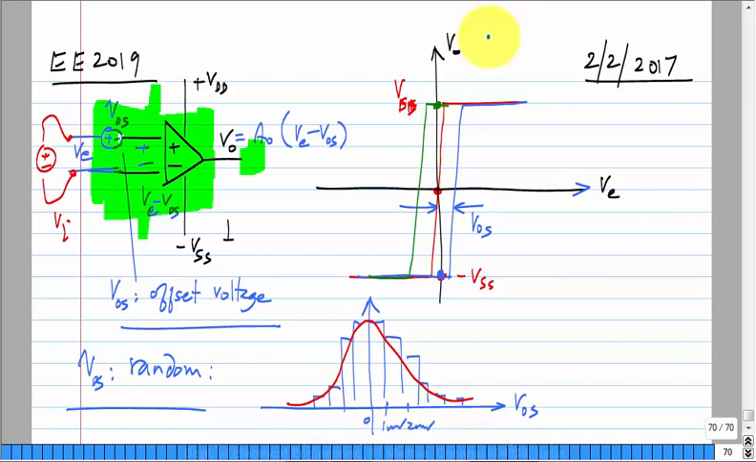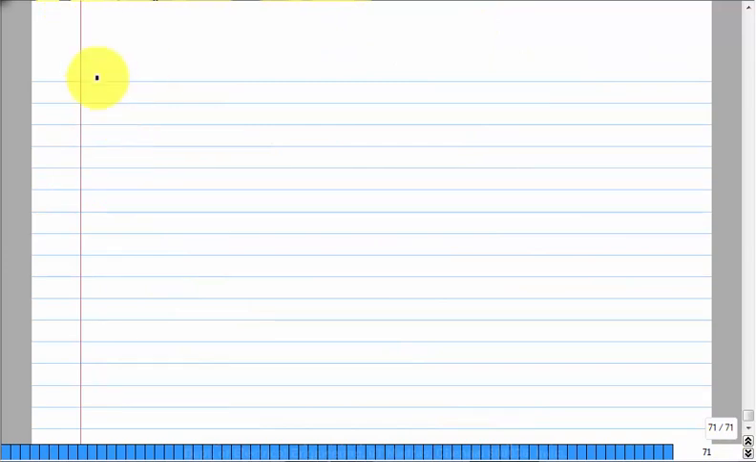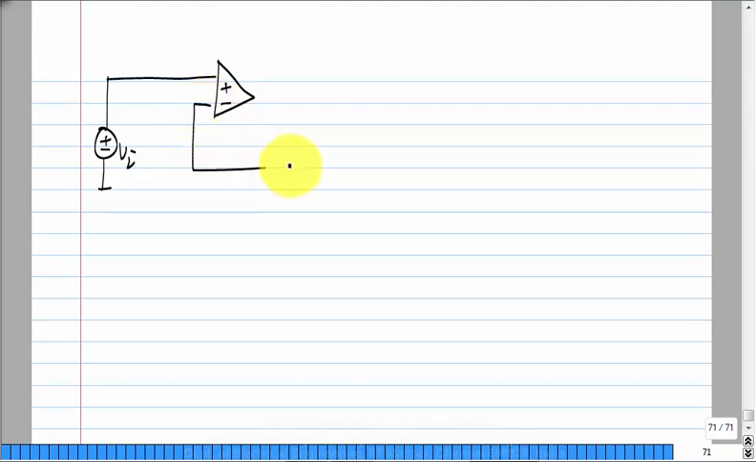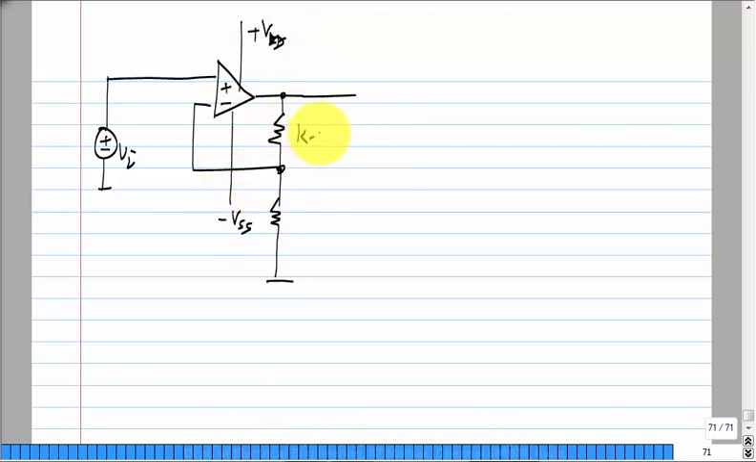So how to make all these things work? Or what happens when you do have negative feedback? So let's take our usual non-inverting amplifier. Let's assume that this is operating with dual supplies. Okay. Now this op amp is not ideal.